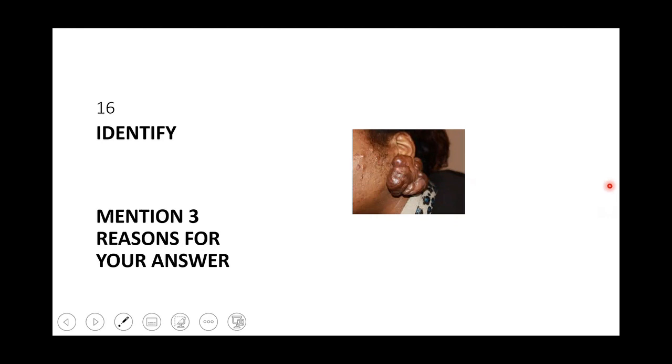Yes, what other reason? It is more prominent in women than men. The sex, yes. So, what are the differences between keloid and hypertrophic scar? Let's mention 10 differences between keloid and hypertrophic scar. So let's mention them. 10.